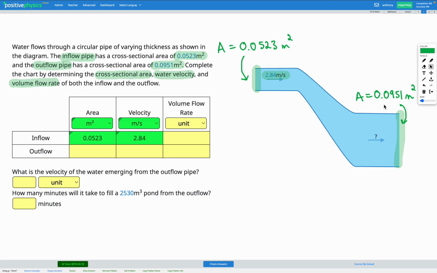For the outflow, we know the area, so we can fill that in. It's 0.0951 meters squared. The velocity, we don't know. That's what we're trying to find. We also don't know the volume flow rate for either the inflow or the outflow. So let's head to our reference sheet.